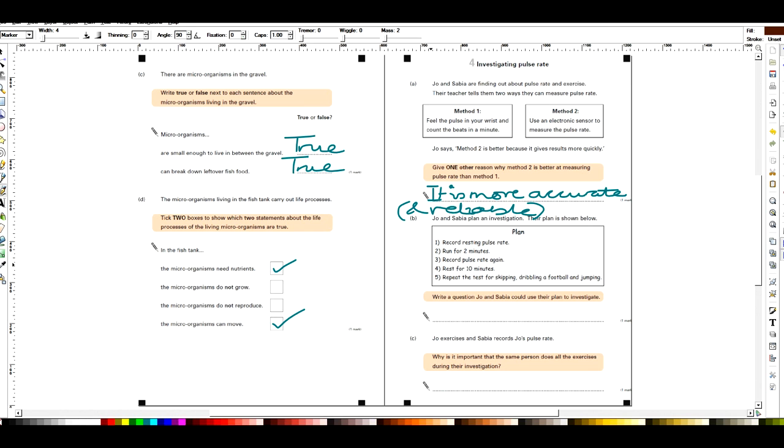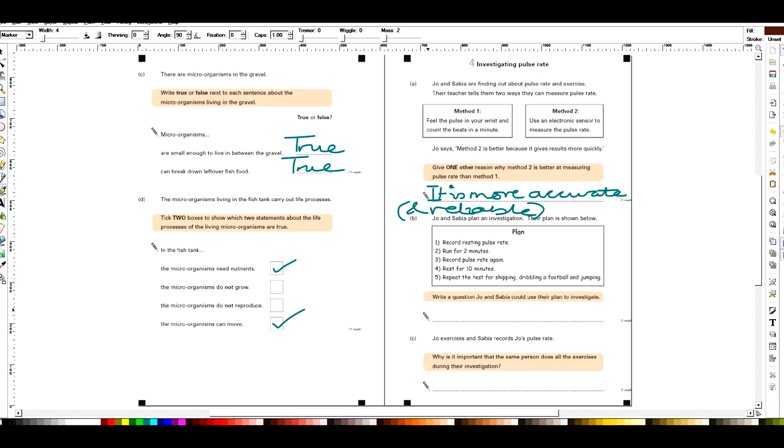Their plan is shown below. Record resting pulse rate, run for 2 minutes, record pulse rate again, rest for 10 minutes, repeat the test for skipping, dribbling, and so on. Write the question Joe and Sabia could use their plan to investigate. So what are they going to mean? What kind of question could we do right here? Okay, Zainab, you put your hand up. Questions about the different types of activities and connecting them to what? Pulse rate. So we need to make a question that connects pulse rate to the activity.